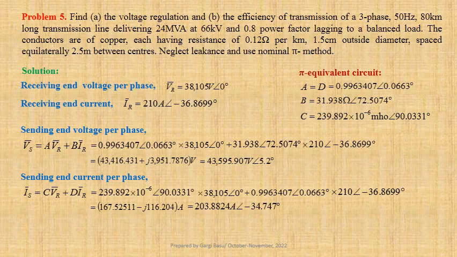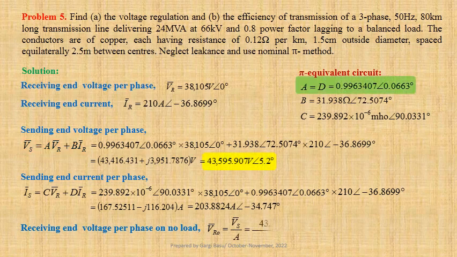For no load, receiving end current IR equals 0. Therefore, receiving end voltage per phase on no load VRO equals Vs divided by A. Using values we get 43,595.907 at an angle 5.2 degree divided by 0.9963407 at an angle 0.0663 degree. That gives us 43,756 volts at an angle 5.1337 degree.